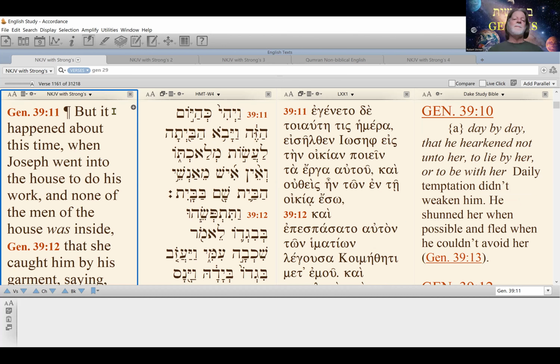Okay, verse 11. But it happened about this time when Yosef went into the house to do his work, and none of the men of the house was inside. So the circumstances are prime for what's about to happen. One of the things that you learn as you're battling against lust and sexual immorality is when the circumstances are right, run away. When the circumstances are prime, that will allow you to go down a sinful road, get out of the circumstances.